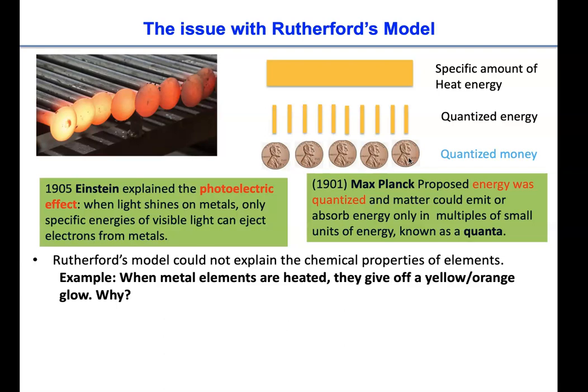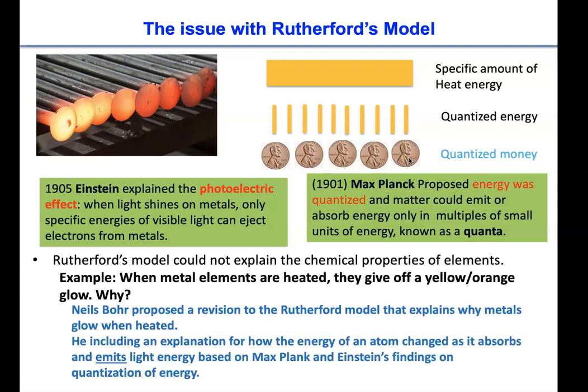Basically, when light shines on a shiny metal, electrons from the metal can be ejected based on the intensity of light. This is how you make solar power out of solar panels. Anyway, Einstein found that only specific energies of visible light can eject electrons from metal. And he said that light is made out of particles called photons.